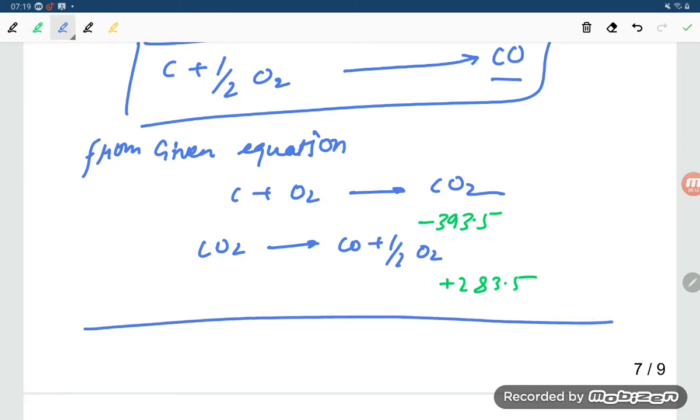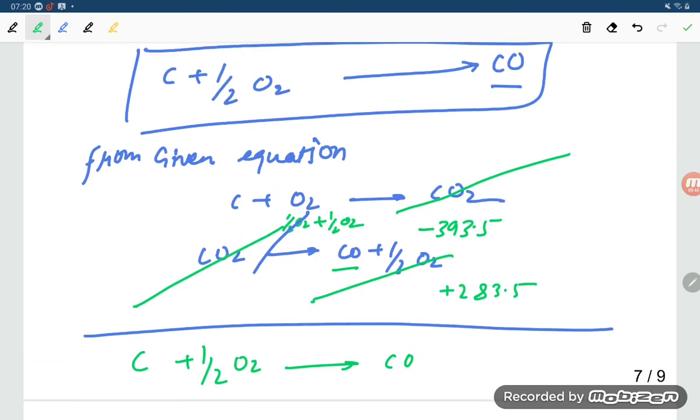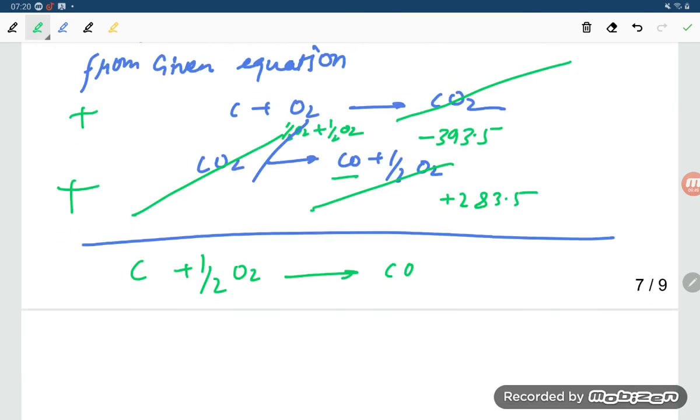Now you solve it out. What we can do is, student, this carbon dioxide and this carbon dioxide are gone out. Half O2 plus 1 by 2 O2, so this half O2 and this half O2 will be gone out. So what is being left, student? Carbon plus half O2 is giving CO. So we have added these two. We can add these two enthalpies.